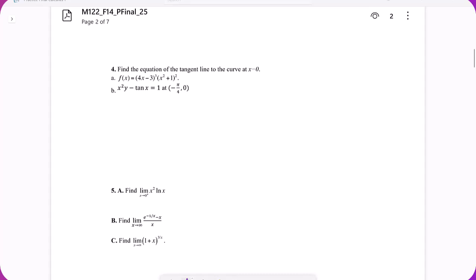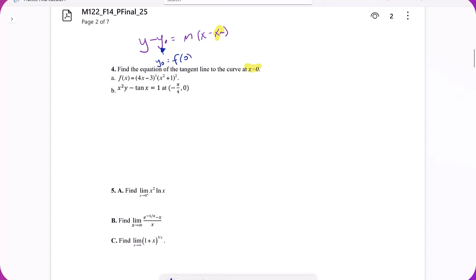Next page. Let's find the equation of the tangent line to the curve at x equals 0. That's going to be for part A. So for part A, of course, we know that y minus y0 equals m times x minus x0 is the equation we're looking for. Because we're told that x is equal to 0, then we know that's our x naught, and we can find our y0 by plugging into the equation.